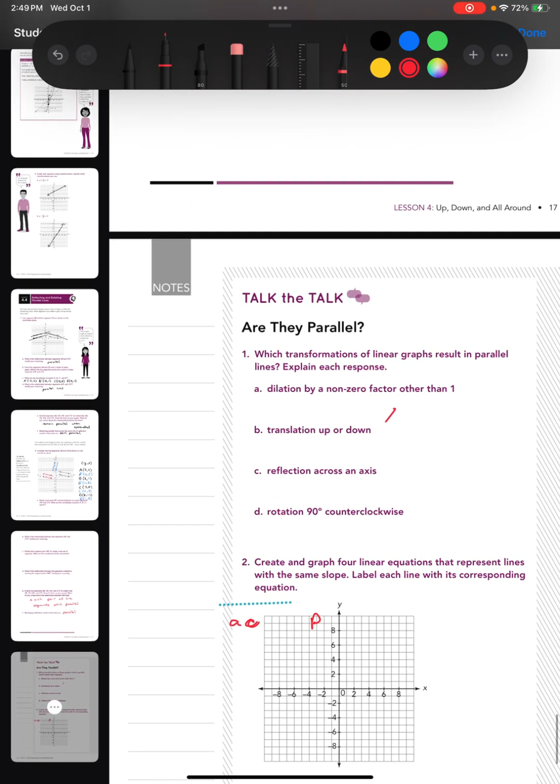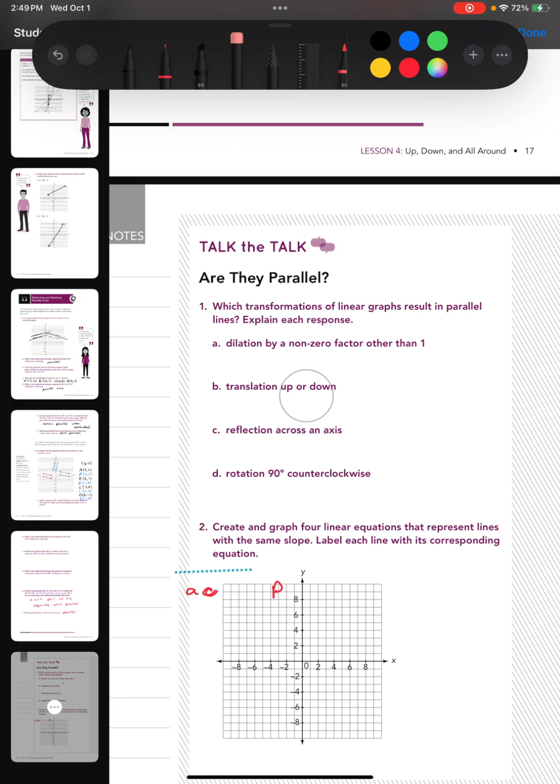All right, so last, finishing up here on the page, let's talk the talk. Which transformations of linear graphs result in parallel lines? So A, dilation. No, dilations, that's going to make it steeper or flatter. So that does not result in a parallel line. Translations up or down? Yes, because we're not affecting the slope. A reflection across the x-axis. So when we reflect it, no. It is not going to create a parallel line. They will intersect at that point.